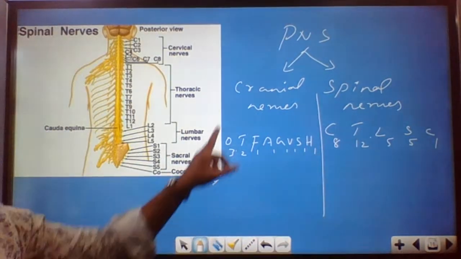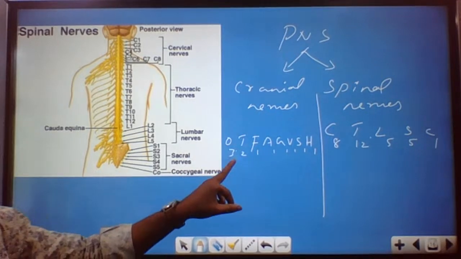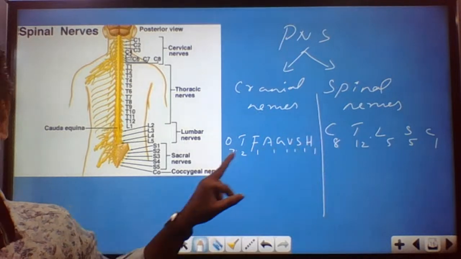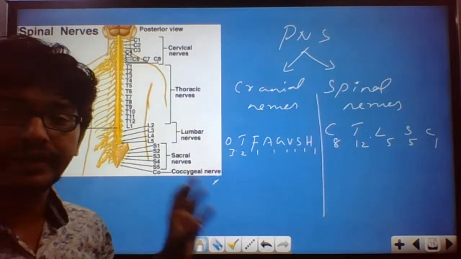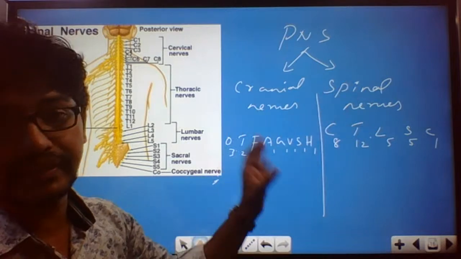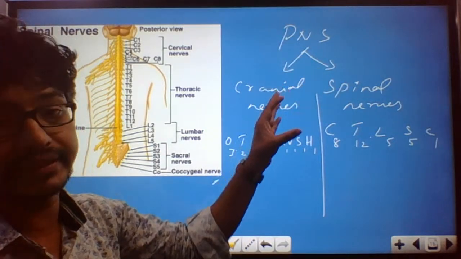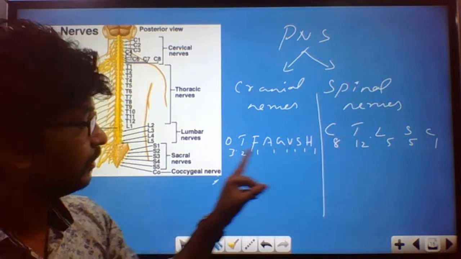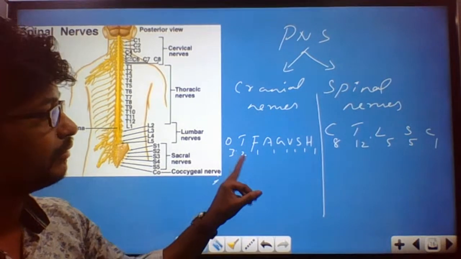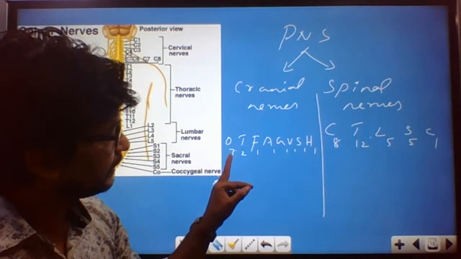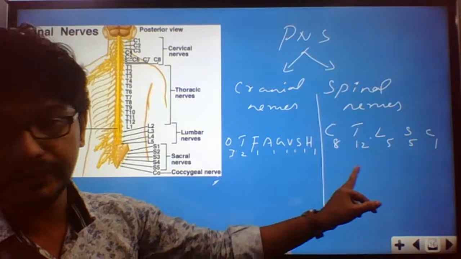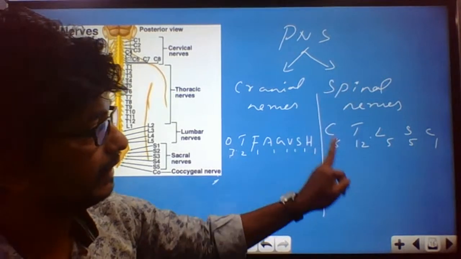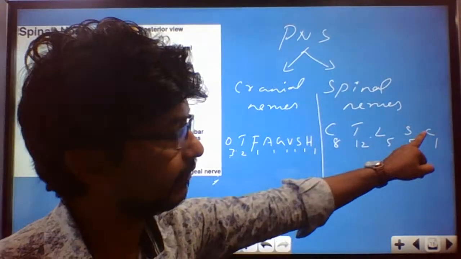So coming to the cranial nerves formula, we'll discuss what each of O, T, F, A, G, B, S, H denotes. But you should recollect the formula for the spinal nerves and the cranial nerves, which we categorized under the peripheral nervous system. O is 3, T is 2. I arranged it this way because we start with 3, next with 2, and all the remaining are 1 each. Here, C8, T12, L5, S5, and C1.